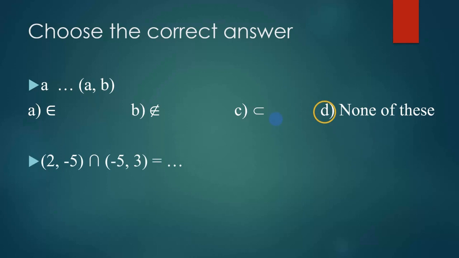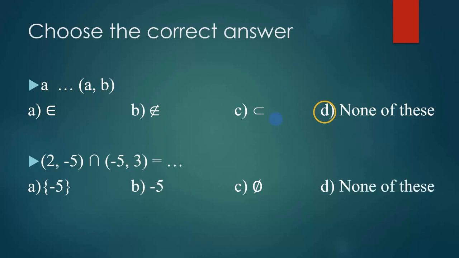Ordered pair (2, -5) intersection ordered pair (-5, 3) equals: set of -5, {-5}, {5}, or none of these. Intersection is an operation on sets, but you know that the ordered pair is not a set, so we cannot use this operation on ordered pairs. So the right answer is none of these.